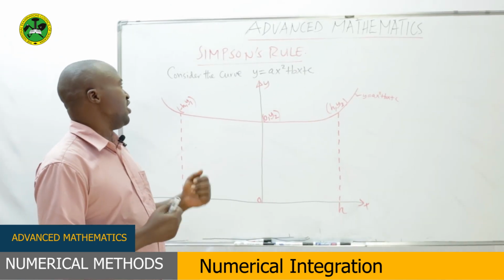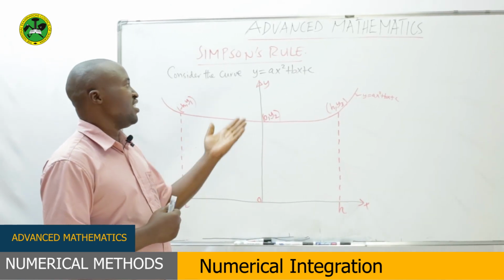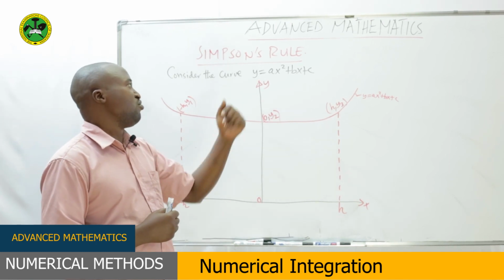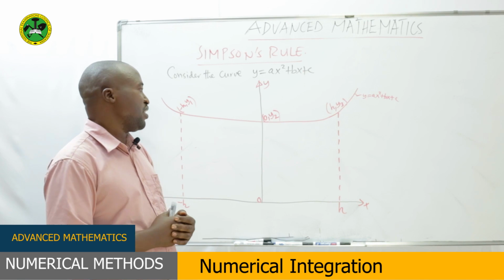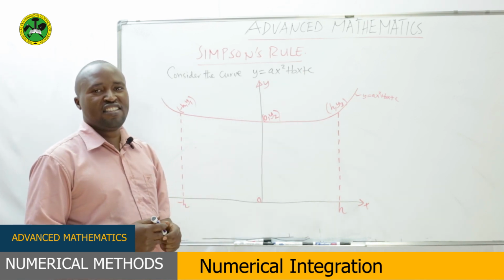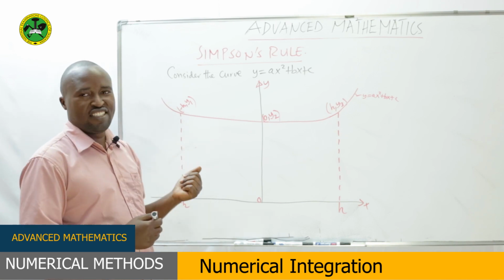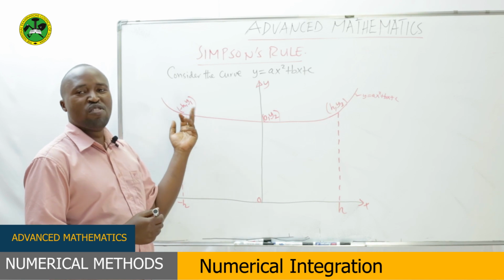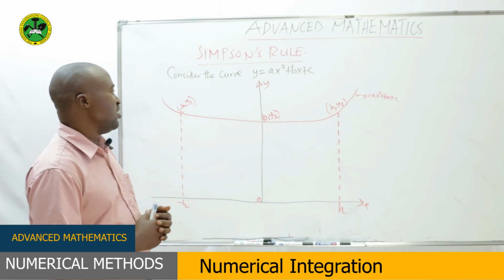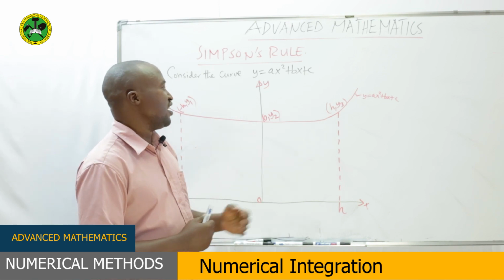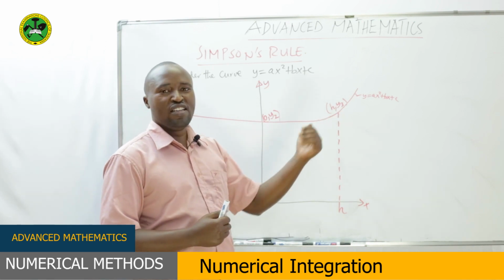Students, here we have a curve that is a quadratic function. It's given by ax squared plus bx plus c, and this is our curve. In this curve, there are 3 coordinates. The first coordinate is negative h, y1, the second coordinate is 0, y2, and the last coordinate is h, y3.